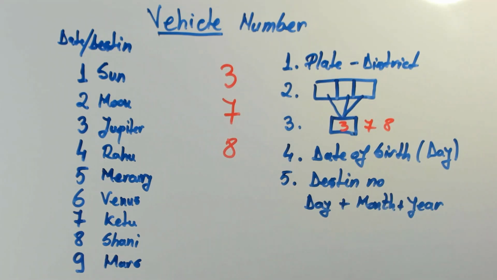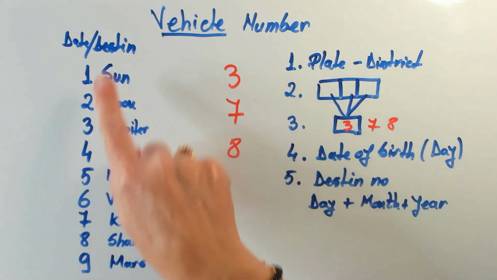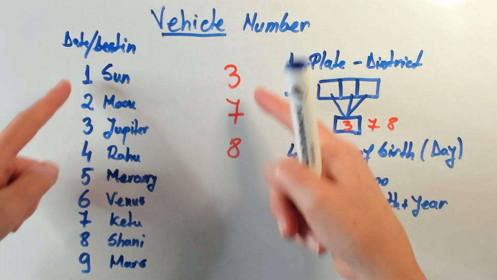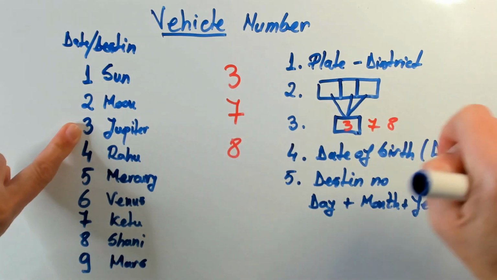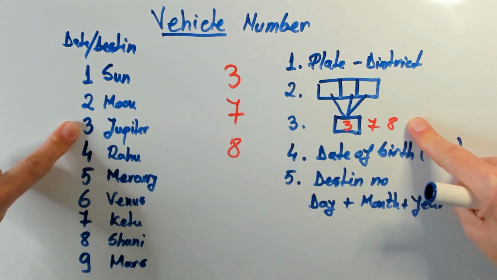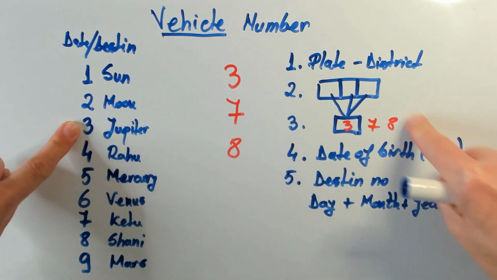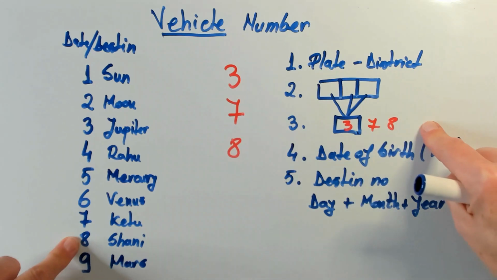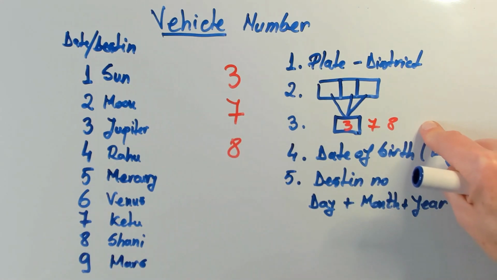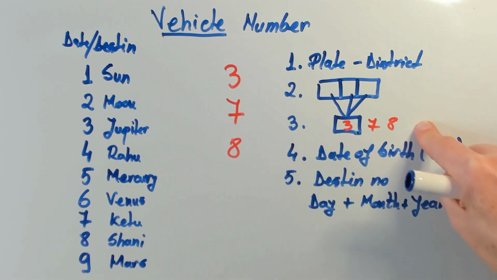So if the date of birth is the same, so if the date of birth is 3 and it's the same as the number that we have here, the 3, so 3 with 3, or 7 with 7, or 8 with 8, so your date of birth correlates with the number that you reduced on your plate. That means that the accident will happen, but with minor damage.